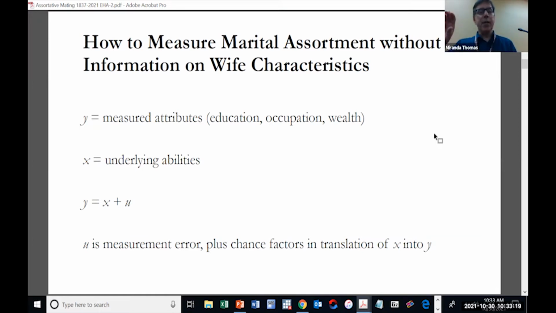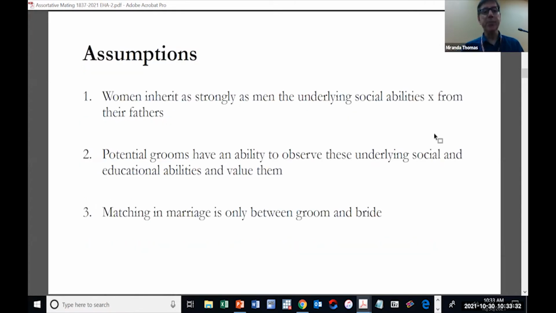So what we're going to assume is that people have measured attributes and then X, which is underlying abilities. And these two are linked by measurement errors and also just chance factors in determining people's social outcomes. And then we're going to make three assumptions. We're going to assume that women inherit as strongly as men the underlying social abilities from their fathers and their mothers. That potential grooms have the ability to observe these underlying social and educational abilities, and they value them. And that matching in marriage is only between the groom and the bride.